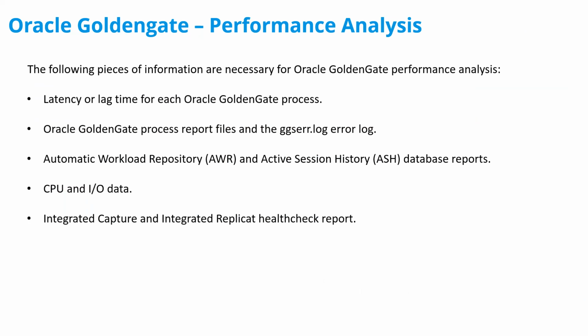Then you should take out the AWR and ASH database reports, then CPU and IO data. And then you can also run the health check report as well. So in GoldenGate, you can also take out the health check report and monitor it to monitor your GoldenGate environment.